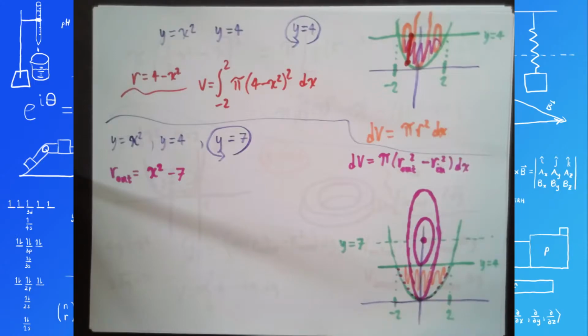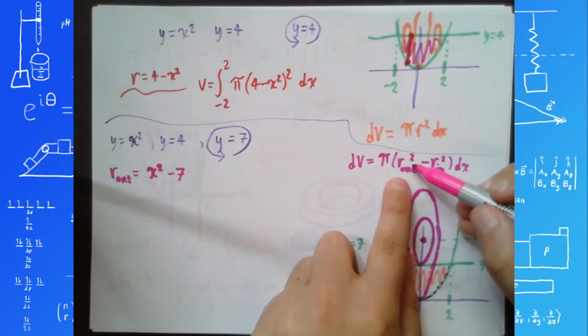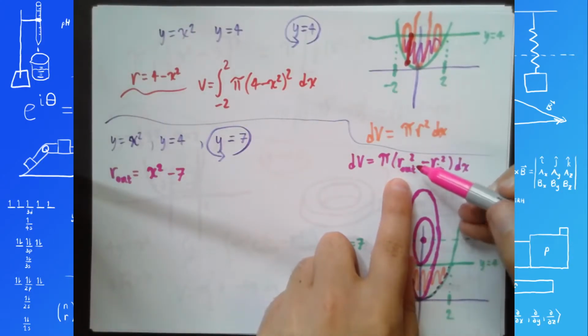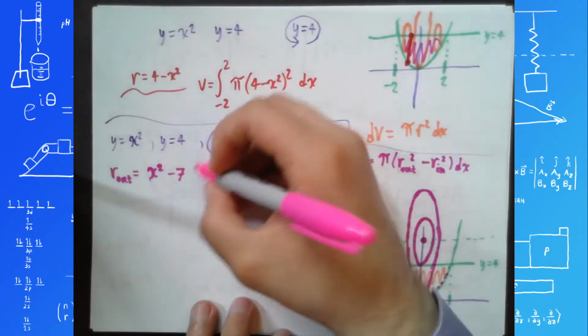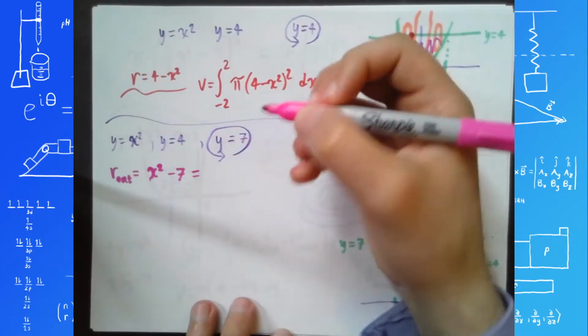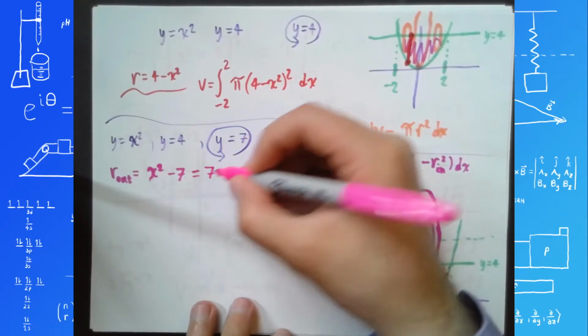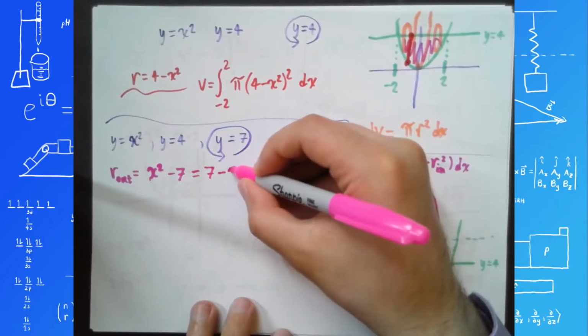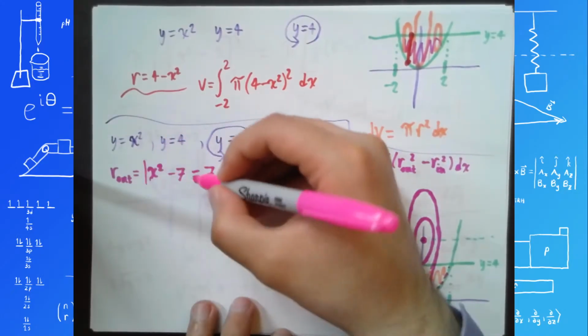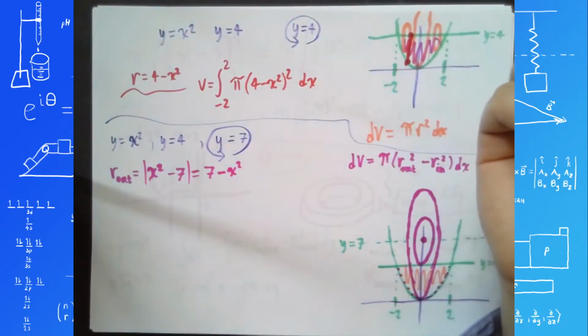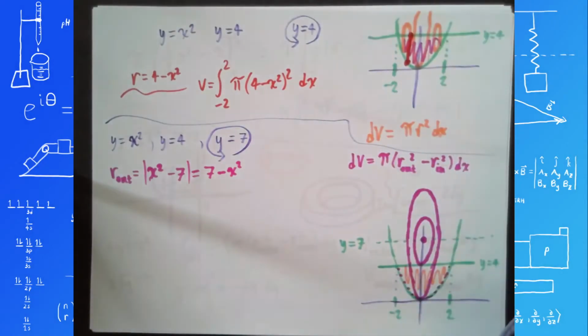Technically, you don't have to do top minus bottom here, because whatever your outer radius is, you're going to square it, and any number that you square becomes positive. But I guess just for the sake of comfort, we can rewrite it as 7 minus x squared. So absolute value of x squared minus 7, which is going to be 7 minus x squared.